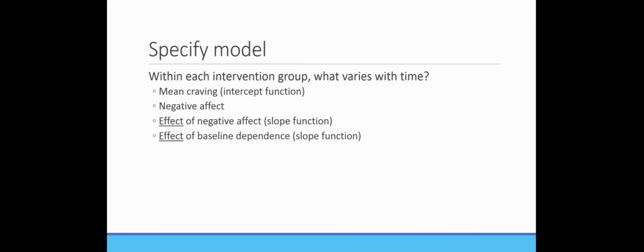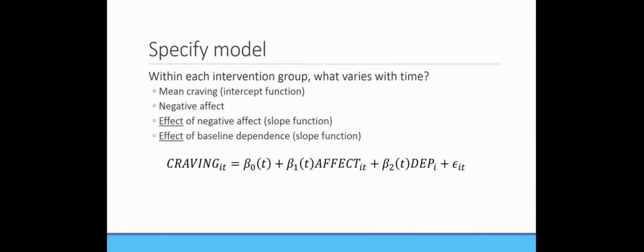Second, negative affect itself is changing with time, and we would like the effect of negative affect to be changing with time. So we're going to estimate a slope function, or a coefficient function, for the effect of negative affect on craving. And finally, we have baseline dependence, but we want the effect of baseline dependence to be allowed to unfold with time during the quit attempt. So a second slope function. That's how we would think about specifying our model. Then we have to actually understand what TVEM is estimating, and so the equation looks something like this.